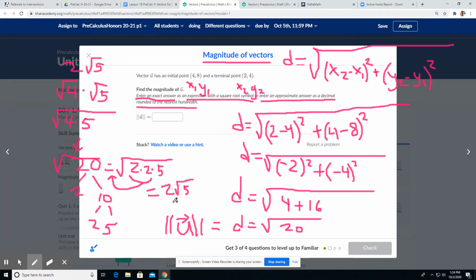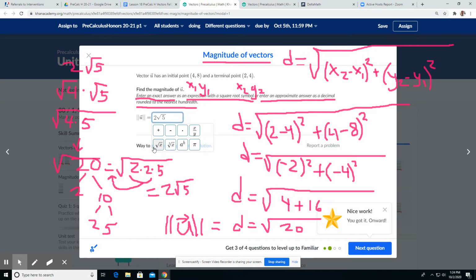So our final answer is 2 radical 5. 2 square root 5. Enter. Got it.